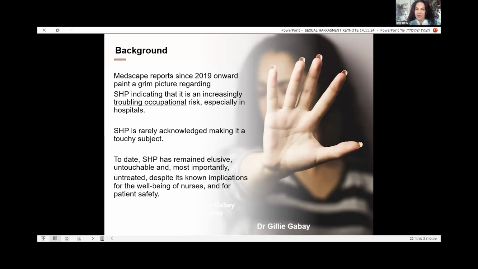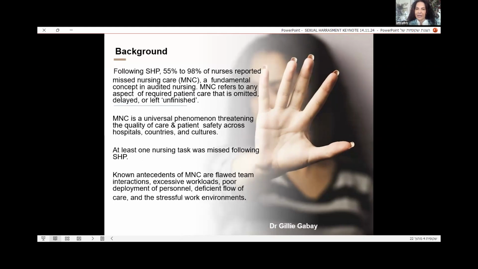To date, sexual harassment against clinicians has remained untouchable, hardly studied, untreated, despite its known implications on the well-being of nurses, of doctors, and the implications on patient safety. 55 to 98% of nurses reported that when they are sexually harassed, they miss nursing care.